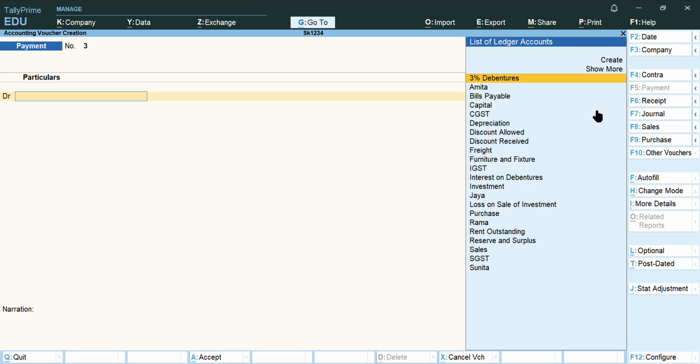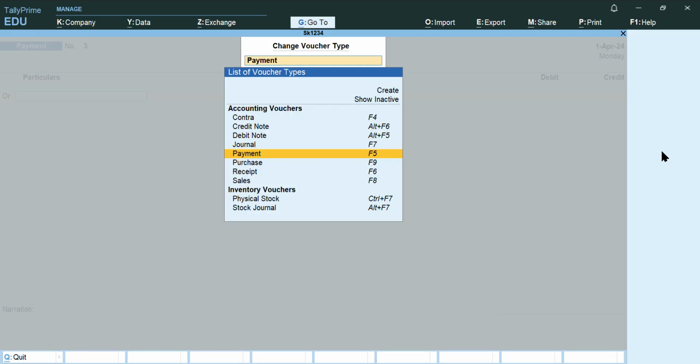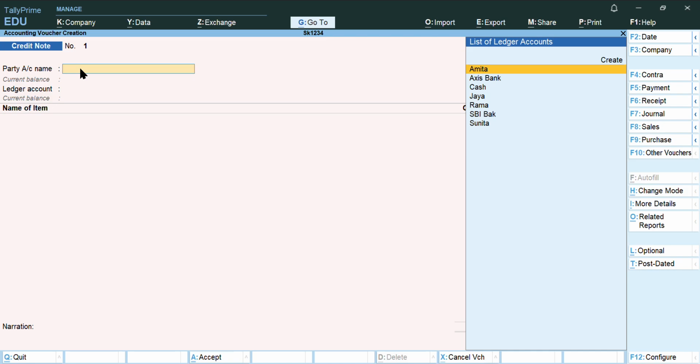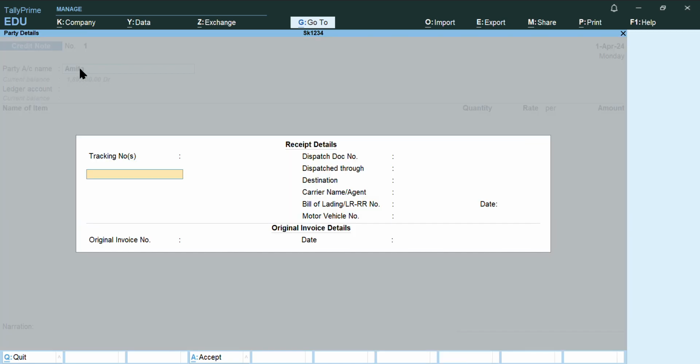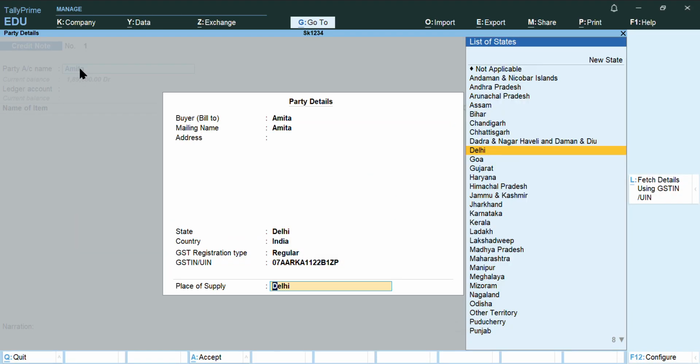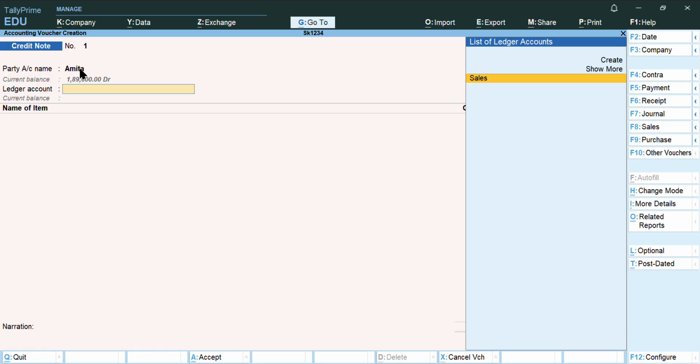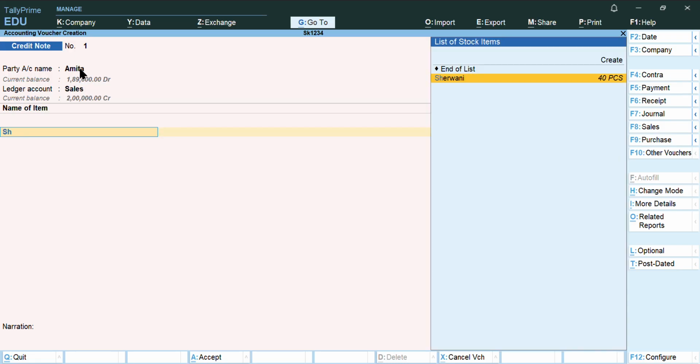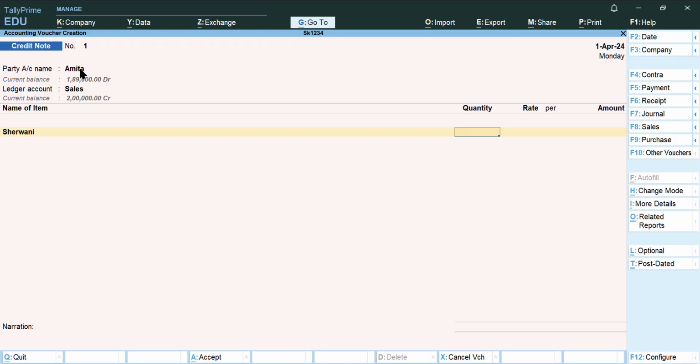Let us see again how do we activate this. Come to other vouchers. Now all the vouchers are here. So credit note is coming here. Click on this. This is credit note. Now what is the party's name? Amita. All right. Okay. Now the ledger account is sales return. So what is the name of the item? So whatever is being returned as given, Sherwani. Quantity was 20 pieces. It has automatically given us 800 because it relates your transactions to the previous one. So just check the amounts.